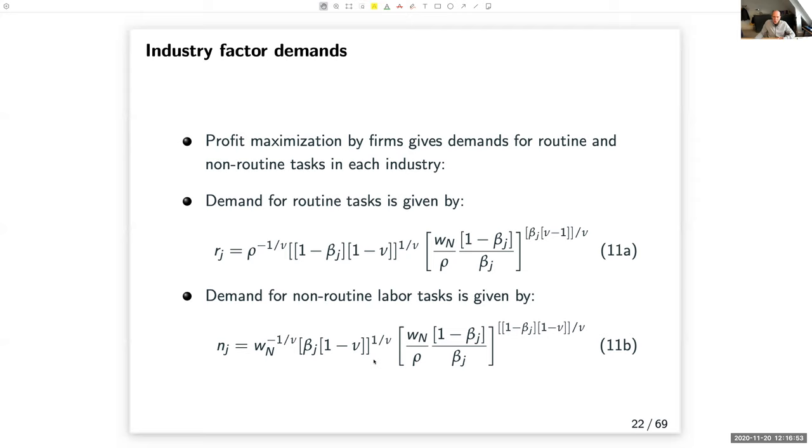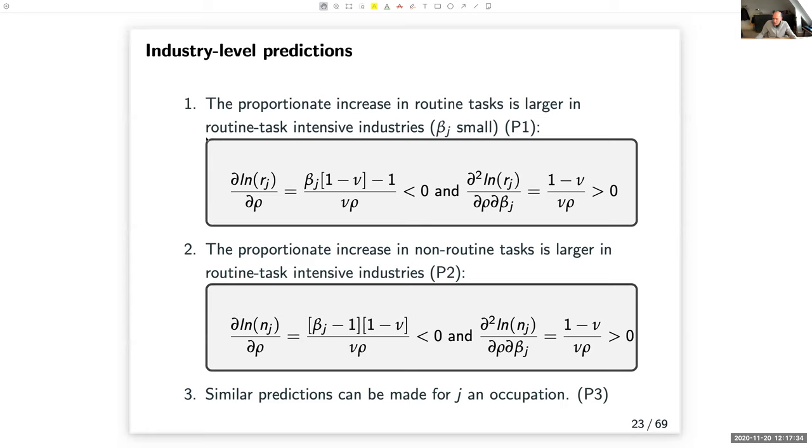What I'm going to be interested in are two things. One is what's going to happen to factor demands if the price of capital is going to decline. And given the model that we have derived before, we know what's going to happen to relative factor demands. So NJ relative to RJ goes up. But second, I'm also interested in whether these dynamics are going to play out to a larger extent if beta J is smaller. And so you can take logs on both sides to get the following results. So the change in the log of RJ, the demand for routine labor tasks, if the price of computer falls, is given by this expression here, which must be negative.